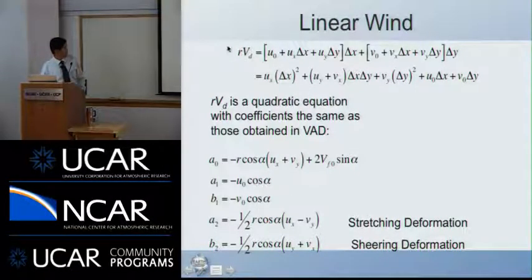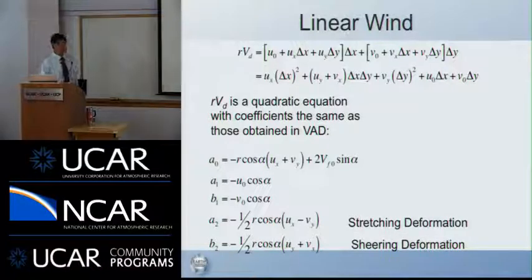For a linear wind field, R times Vd is in this form, which has x squared, x times y, y squared, x and y. This is a quadratic equation. The coefficient of this quadratic equation is ux, this is the deformation field, vy, u naught, and v naught. Okay. By comparing with the Fourier VAD analysis, you can see we actually recover almost everything identical with the VAD formulation, just in a different form.